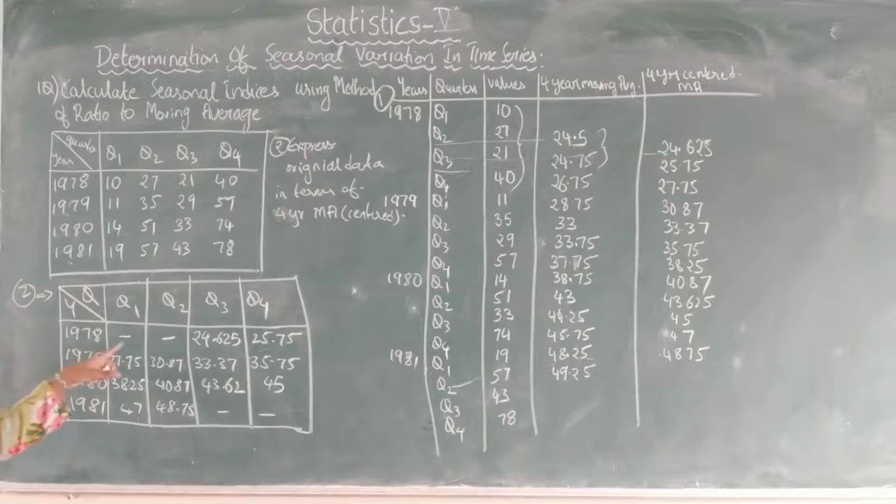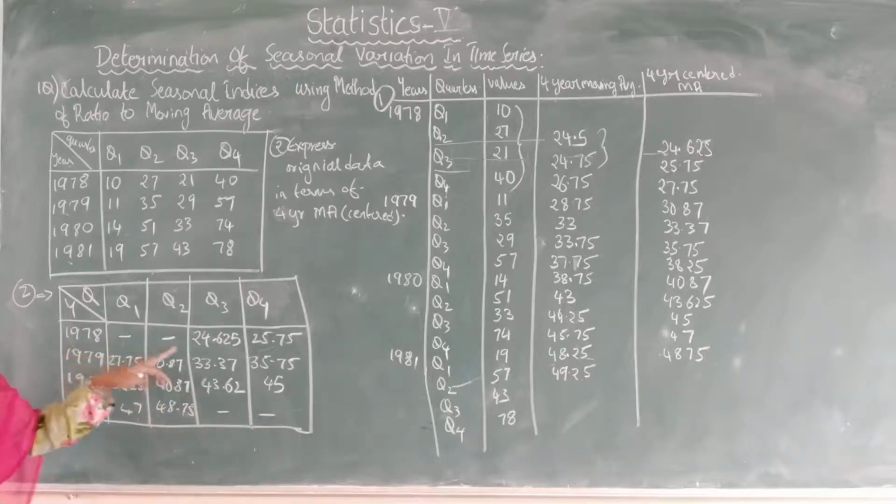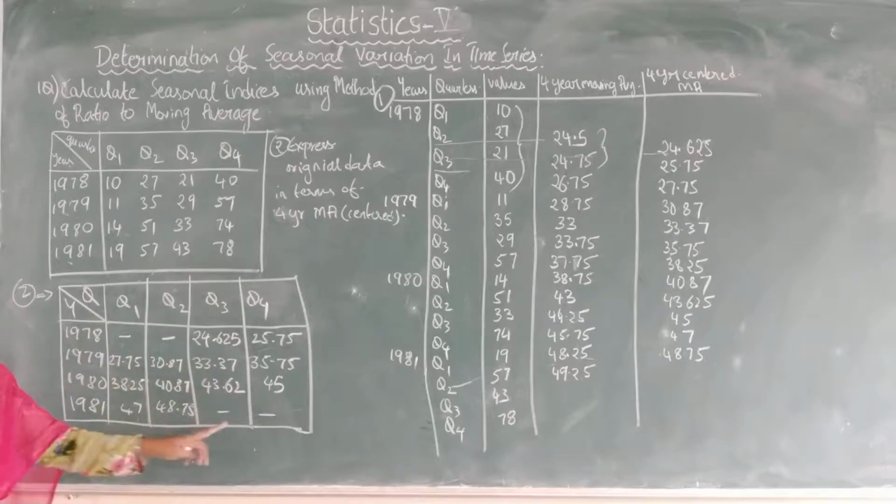For quarterly data, remember first 2 values and last 2 values. For a 4 years moving average, 4 values will be missing: first 2 and last 2. For the 12 years moving average, first 6 values and the last 6 values will be missing. That is total 12 values will be missing.